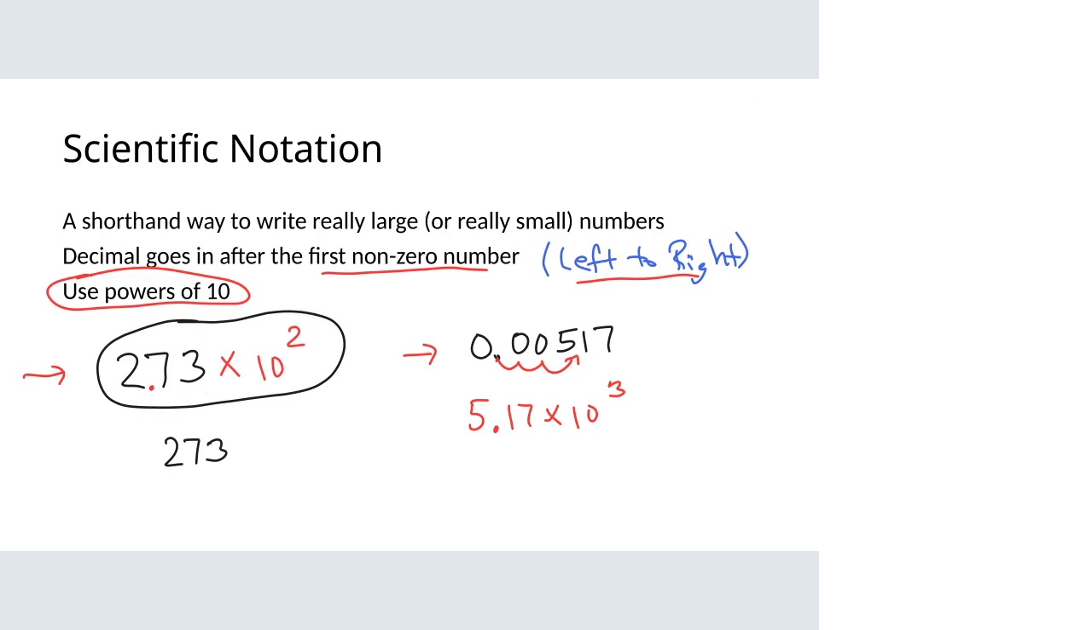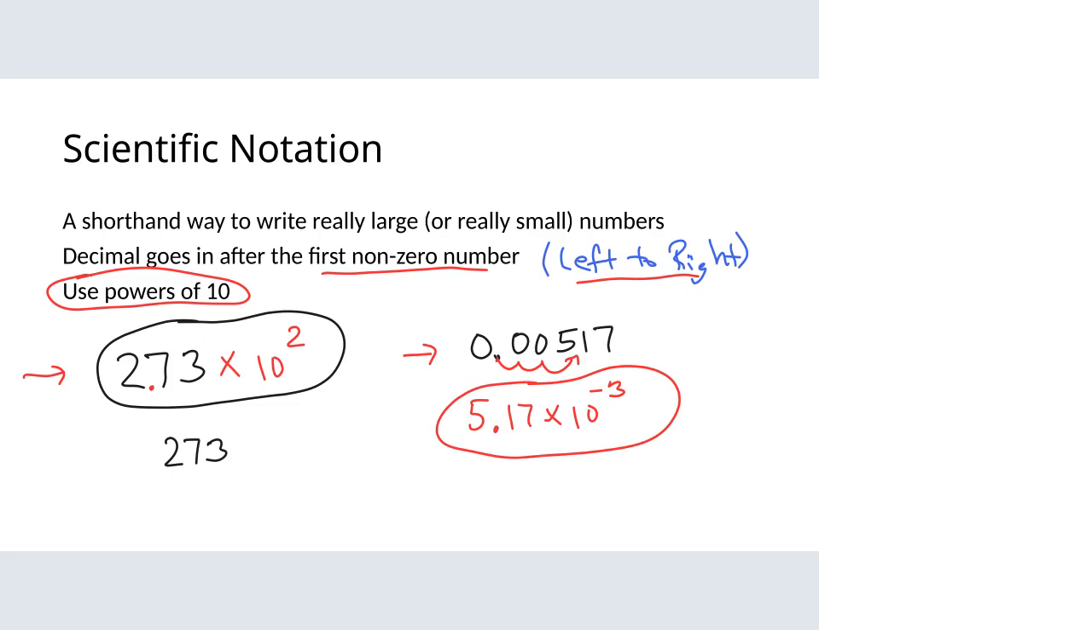I tend to prefer to just think of it more as a number sense thing. I've got this number 5.17. What I meant for it to be was 0.00517. So this 5.17 would have to get smaller to become 0.00517. And since it has to become smaller, the exponent will need to be a negative exponent. And so 5.17 times 10 to the negative third would give me 0.00517. Do you have any questions about that?